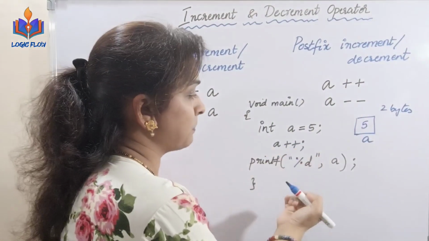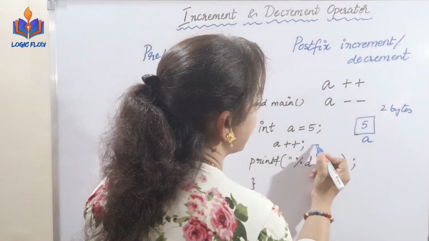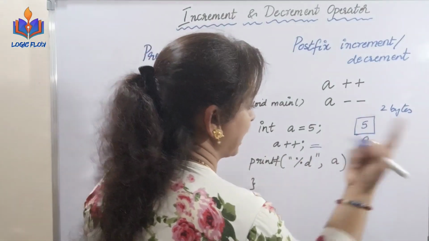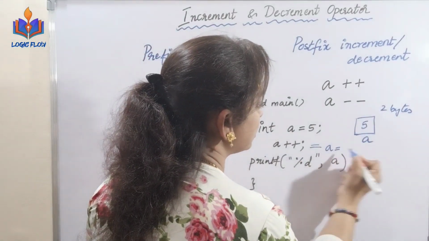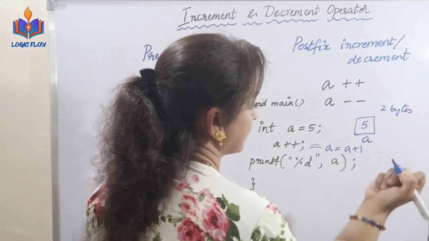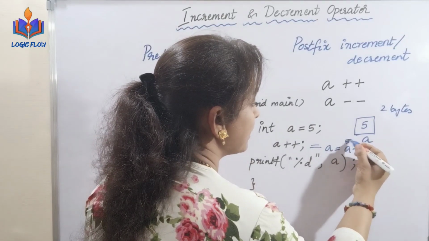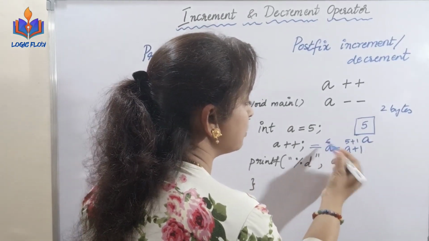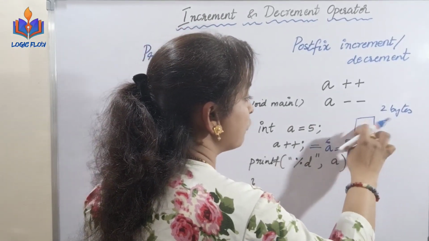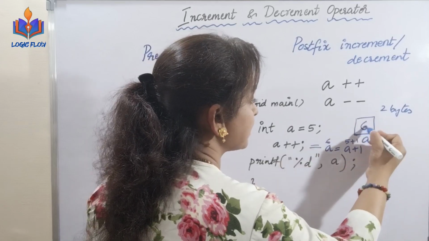So A++ means what happens? Increase the value of A by 1. It means to say A equal to A plus 1, which means 5 plus 1. What will be the value? It is 6. Now the value of A has been changed to 6.